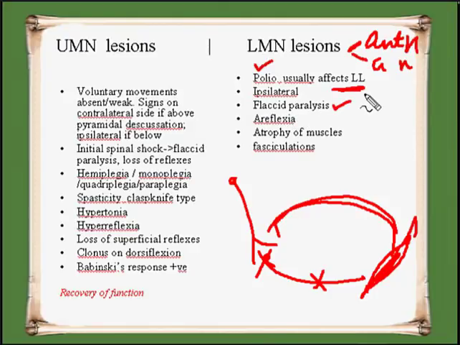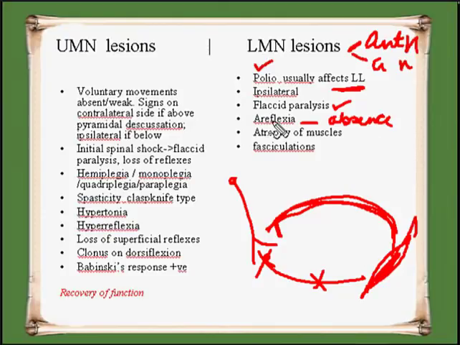You also see areflexia or absence of reflexes. And the reason is, for any of these tendon reflexes to occur, this pathway must be okay. So this limb must be working properly, as must this limb. While this limb is working properly, this part is affected. So then therefore the reflexes don't occur. So there is absence of reflexes, and that's known as areflexia.